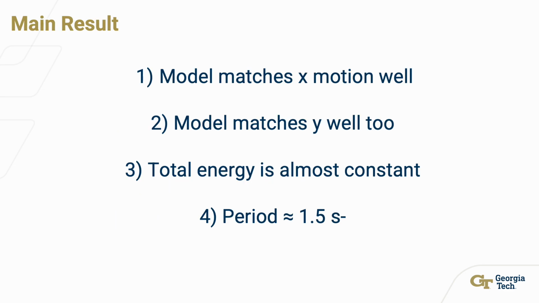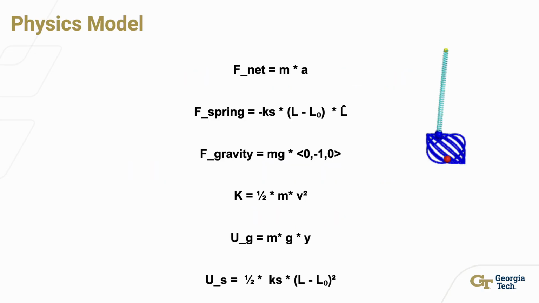The main result before we move forward was that the model matches the x as well as the y motion really well, and that the total energy is almost constant, with the time period for both x and y being around 1.5 seconds. The physics model is based around these equations where net force is ma, and spring force and gravitational force follow these formulas. The kinetic energy is half mv squared, the potential energy of gravity is mgy, and the spring potential energy is half ks (L minus L naught) squared.